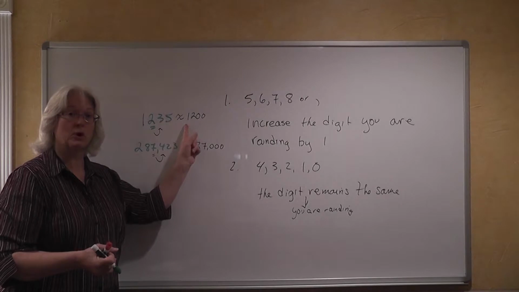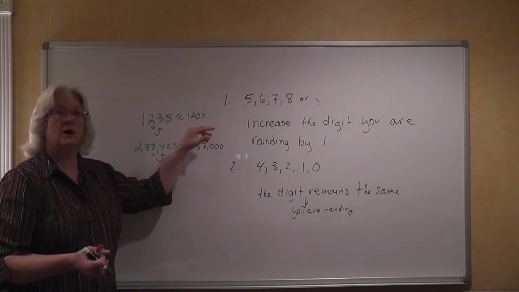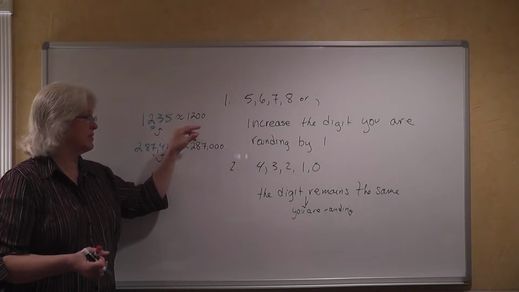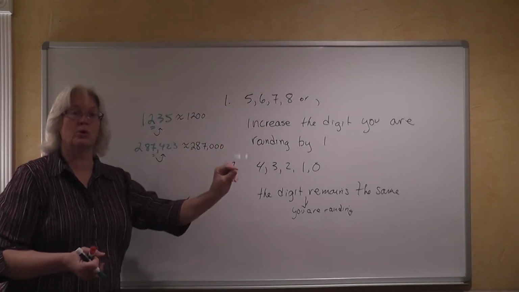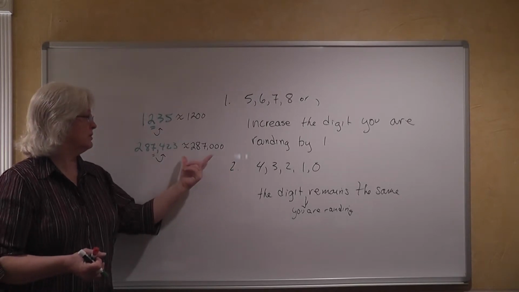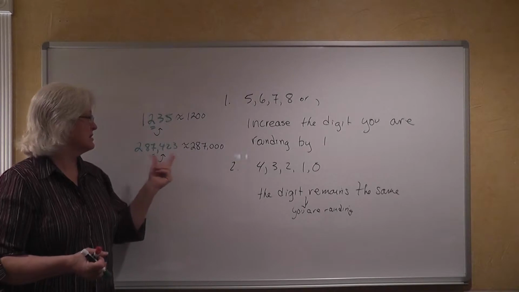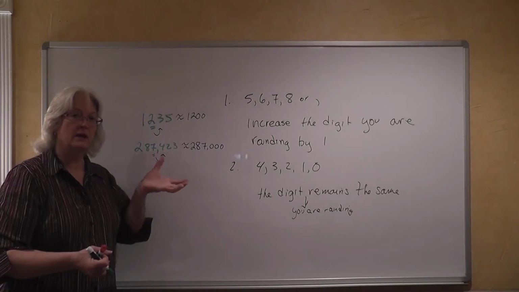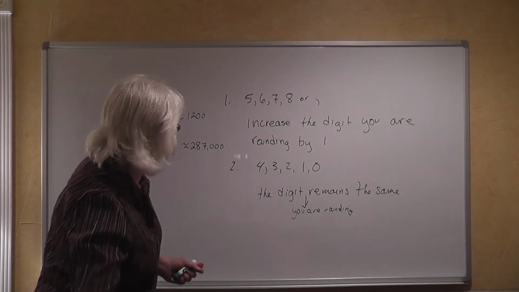1,235 is approximately equal to 1,200. You see, the last word out of your mouth when you read your number after you have rounded is going to be the place value that you round the number to.